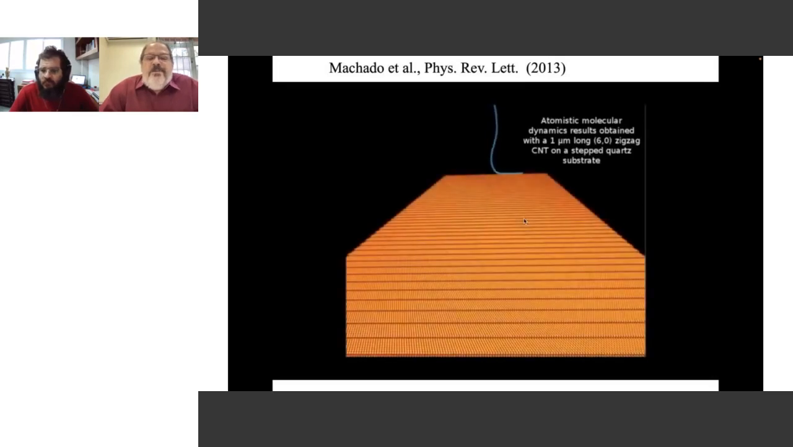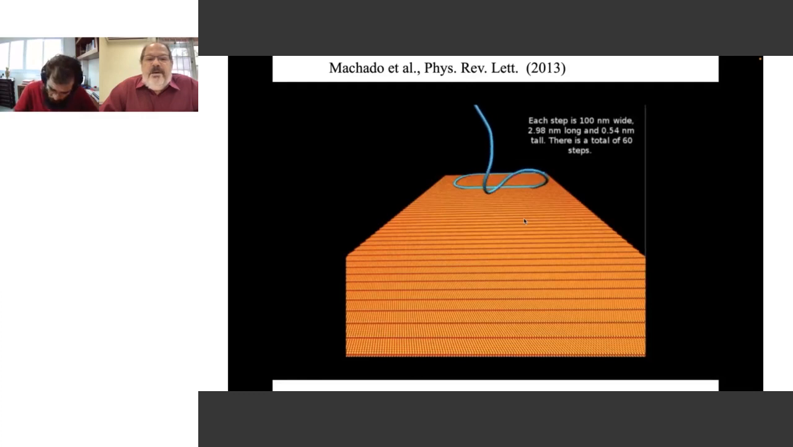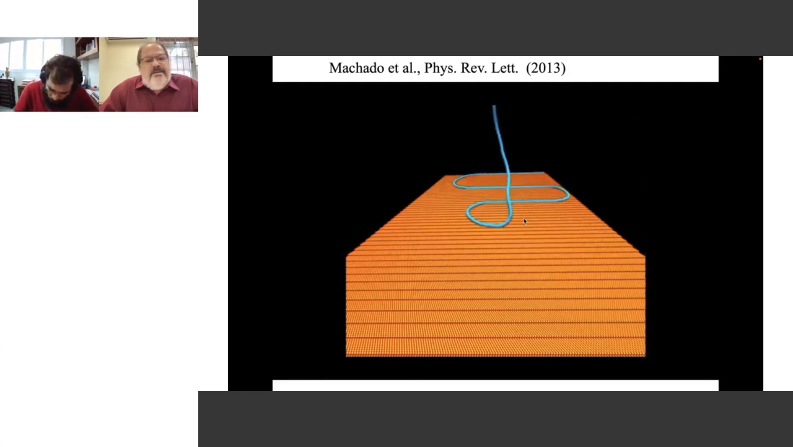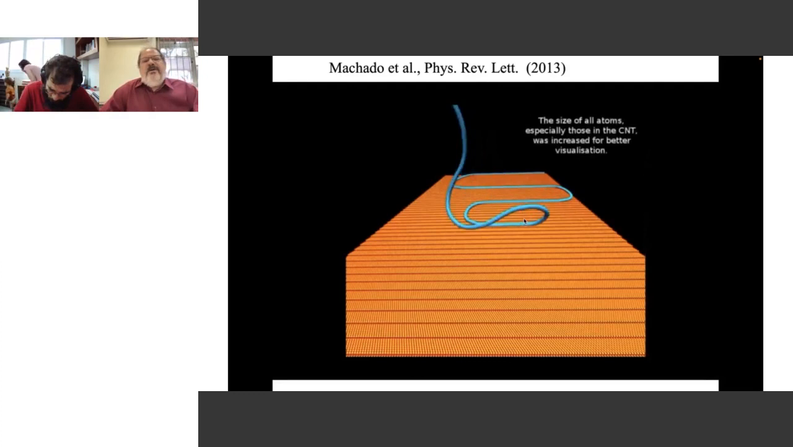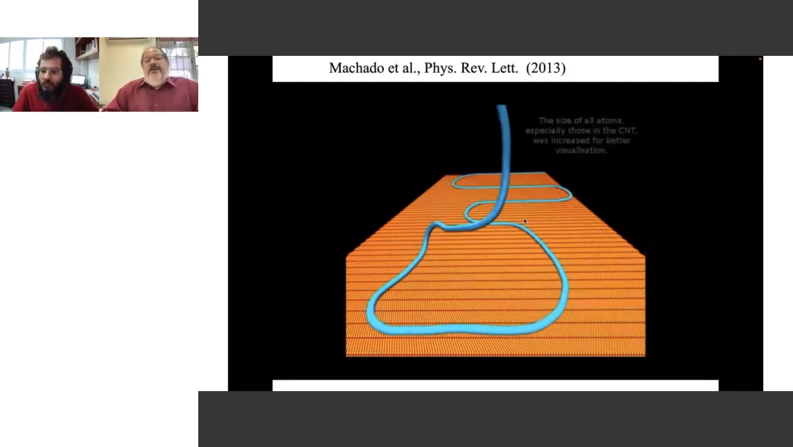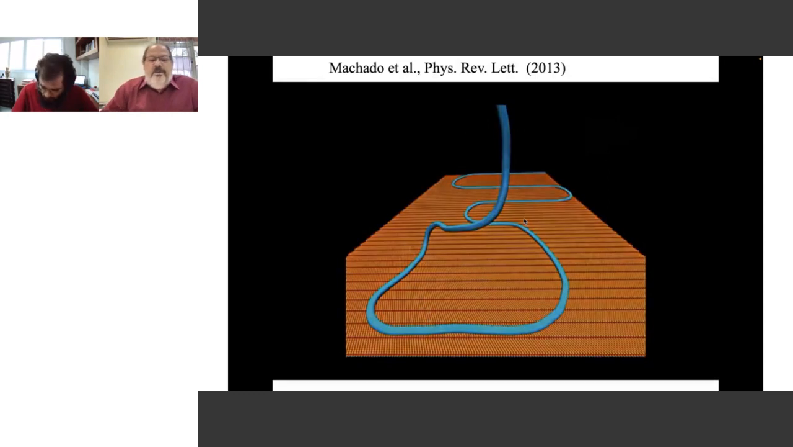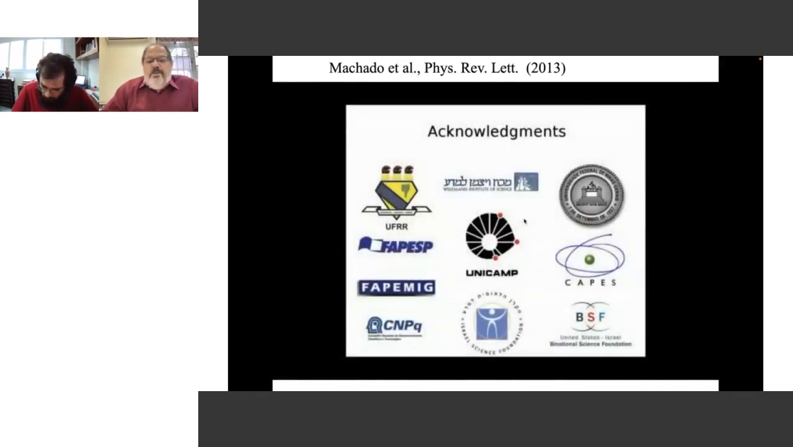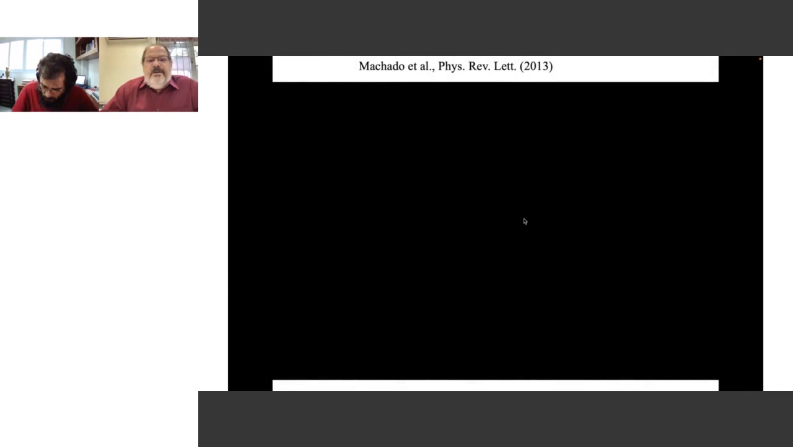This is a movie of the simulation. You see the carbon nanotube falling, being attracted toward the substrate, and the serpentine being formed. It's quite nice. It's almost what the experimenters have proposed, but the details of the dynamics are a little tricky.